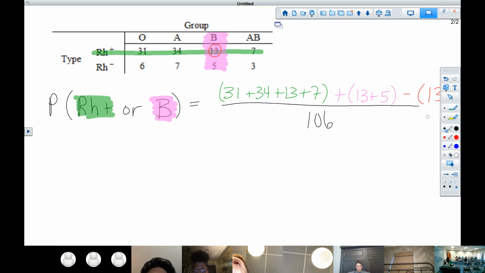Now, is there some of y'all that can make this difficult? Oh, yeah. But that's it. That's how you do the additive law.